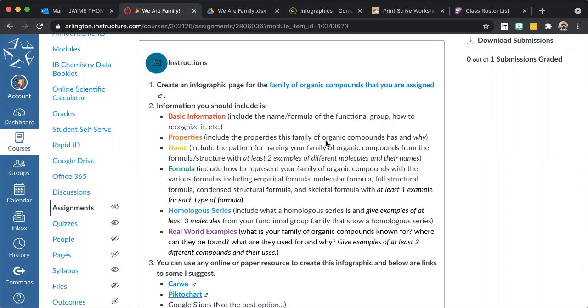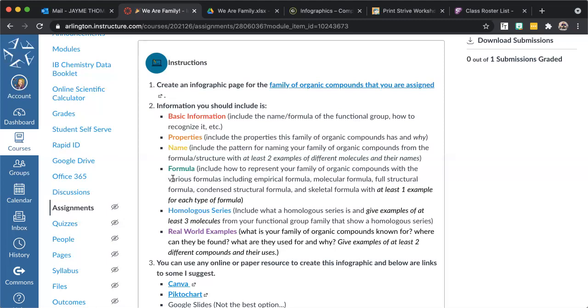Talk about some of the properties. All of these different families have different properties. Some of them are known for all their molecules being nonpolar, or some of them are polar, or some of them are used for different functions. So think about what properties are discussed that you could include. And why do they have those properties? What about their bonding or their structure makes them have whatever property you're talking about?